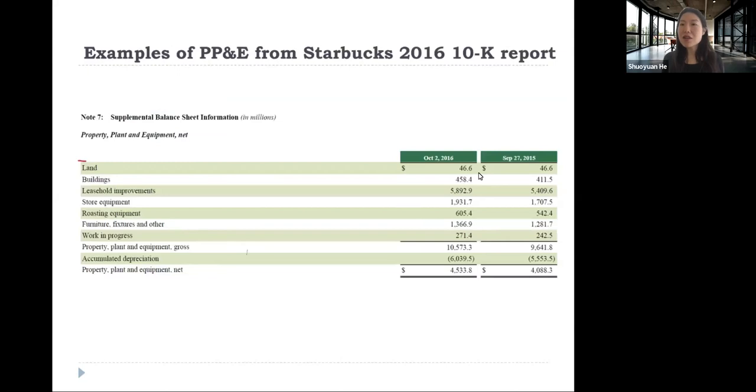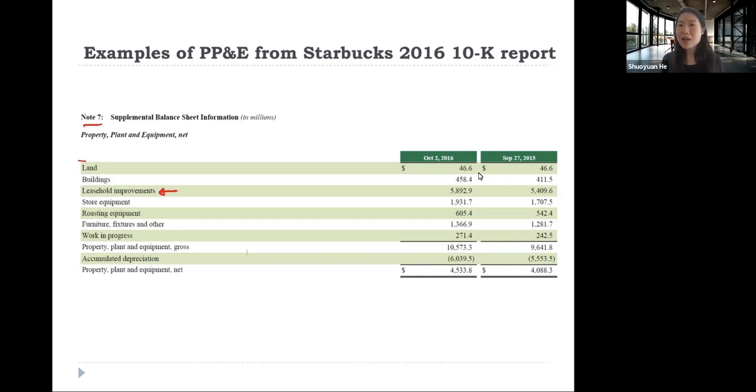And let's also look at an example of PP&E disclosure from the Starbucks 2016 10-K report. In note 7 of its 10-K report to the financial statements, it is disclosing a breakdown of its PP&E. Please take 1 minute and look at this table here, what Starbucks disclosed. Can you tell me what is Starbucks' most important PP&E, or its biggest PP&E? It is this one, the leasehold improvement. So it is what Starbucks is spending on decorating its stores to improve its stores. So that is leasehold improvement.